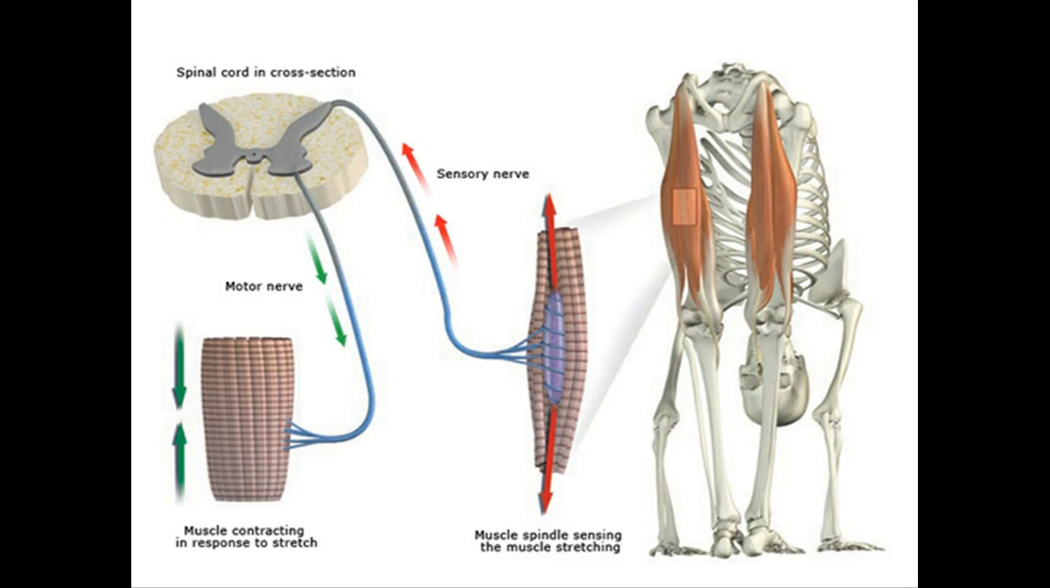More pictures here. Sensory nerve. Muscle spindle sensing the muscle is stretching. That sensory nerve is fed into the spinal cord, and the motor nerve responds. The muscle contracts in response to the stretch.